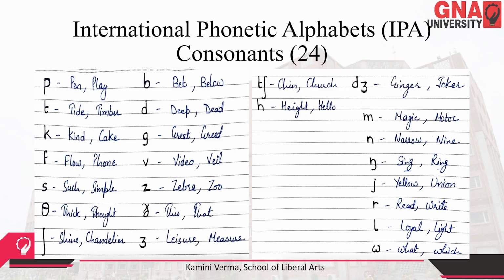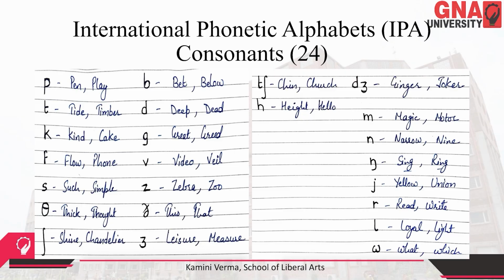Next to it is another sound. This is the voiceless th, and I am repeating, th, and this is the voiced th. Examples written in front of it are this, that, these, those, thus. So this is the sound.